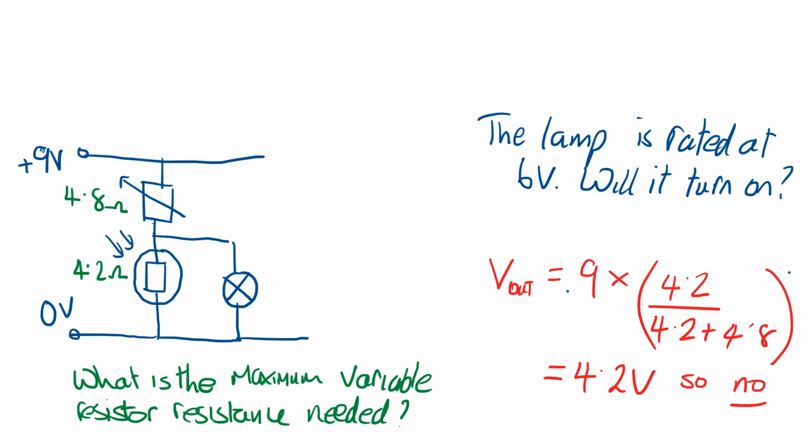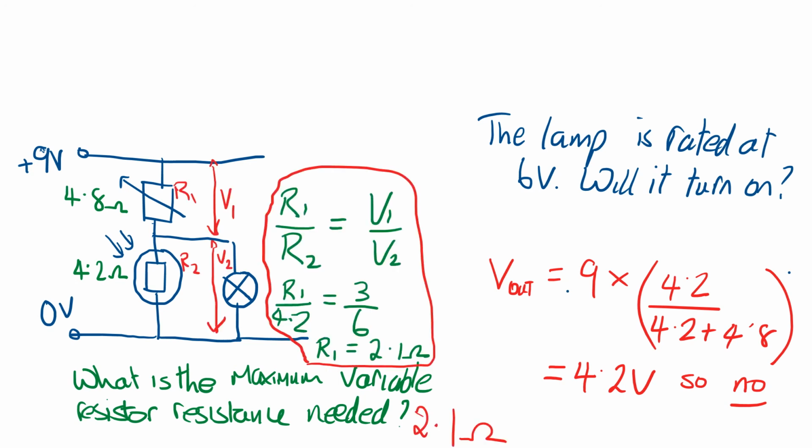So I want you to calculate the maximum variable resistor resistance needed. So to find this, we have to use our ratio method. So R1 over R2 equals V1 over V2. And we're trying to find R1 when V2 equals 6. So R1 over 4.2 equals 3 over 6. So we know that if V2 is 6, V1 must be 3, because added together they have to equal 9 volts. And then we can calculate R1, and that equals 2.1 ohms. So you can see that we've had to turn down the variable resistor from 4.8 ohms down to 2.1 ohms, which has in turn increased the potential difference across V2 to 6 volts, which is the level that is needed to switch the lamp on.